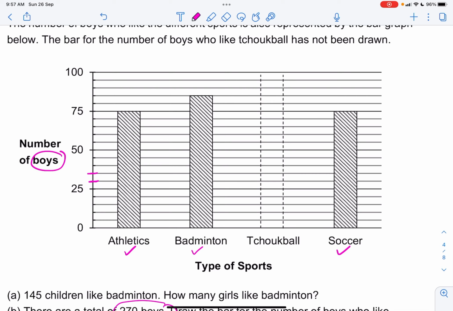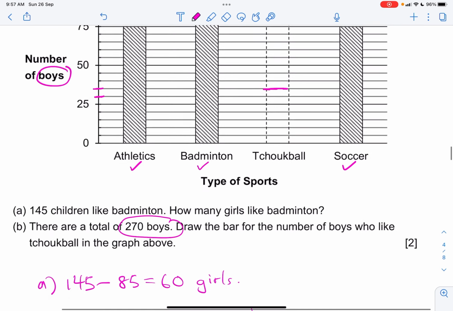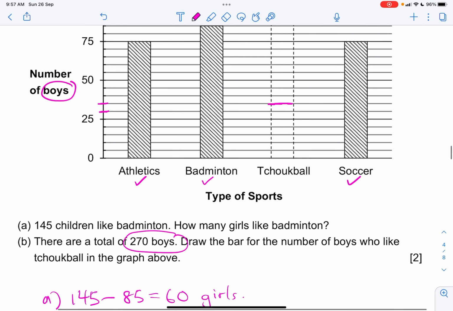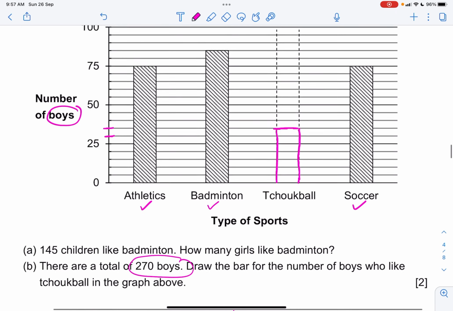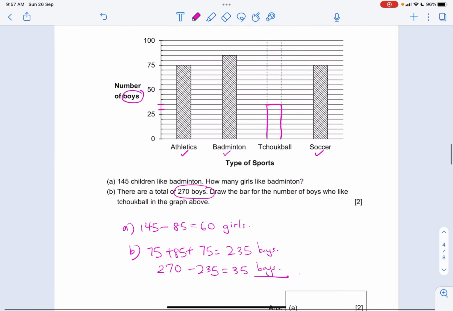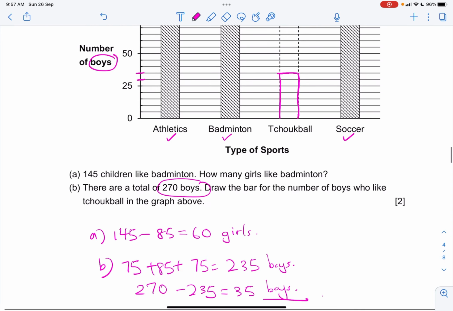So we're going to draw a line all the way here. Okay, so draw using a ruler, draw a straight line across. Then draw the line down to complete it. You will not need to shade the graph. Just use your pencil and draw a thick line like this, and that will be your answer for B. Okay, 35 boys.